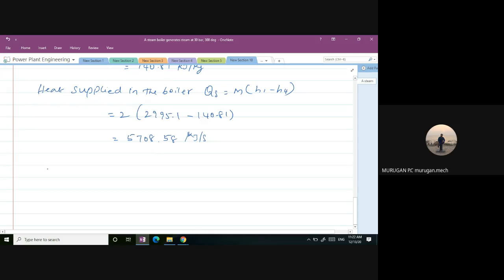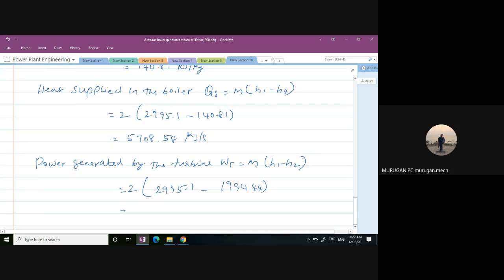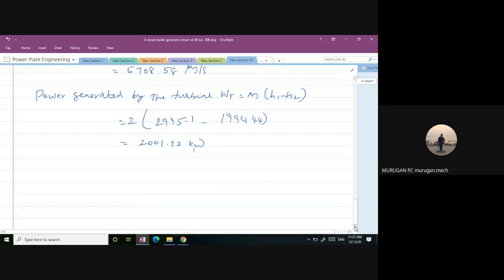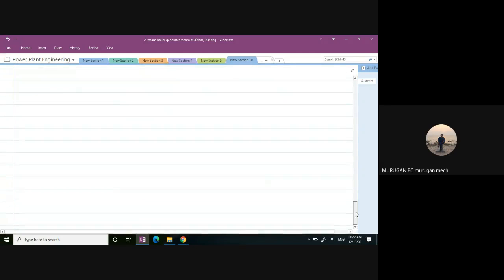And the power generated by the turbine, that is Wt, is equal to m into H1 minus H2. So that is equal to 2 into 2995.1 minus 994.44.